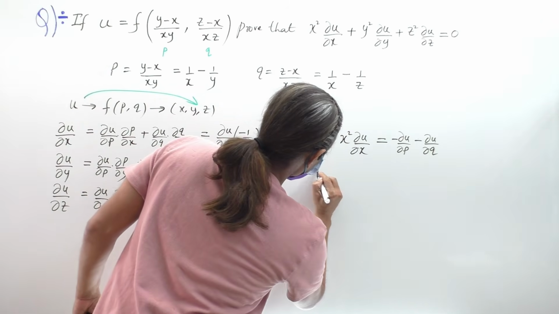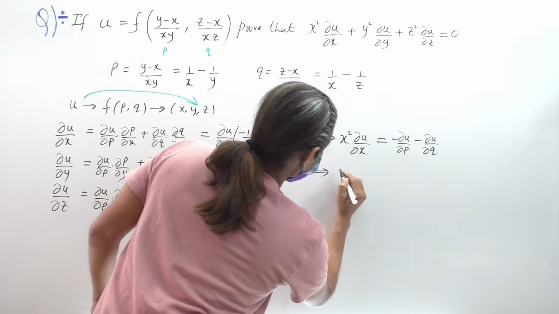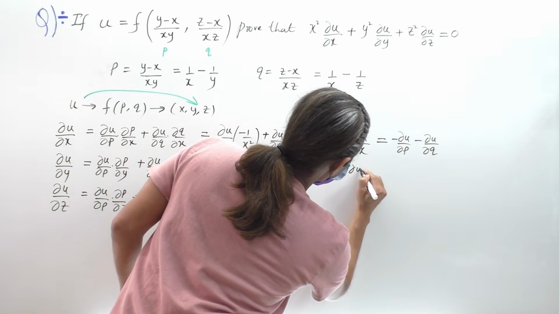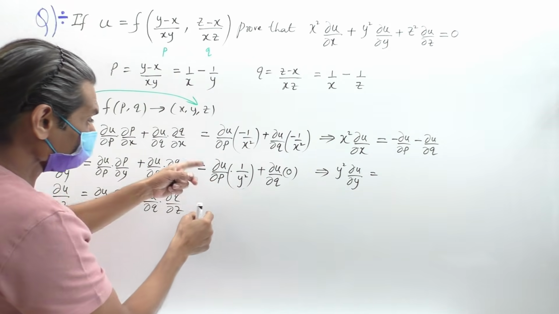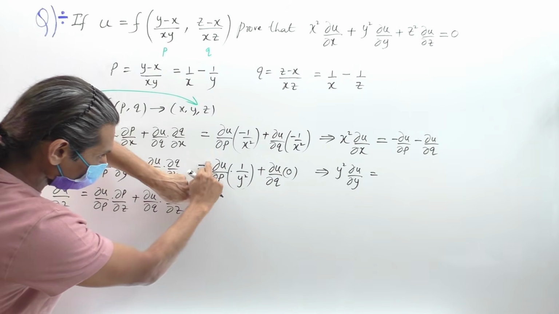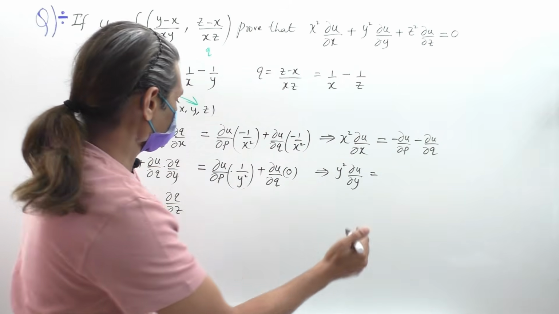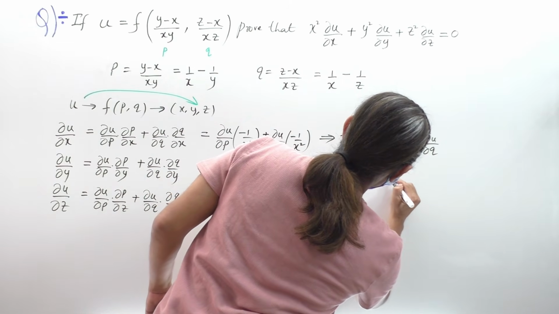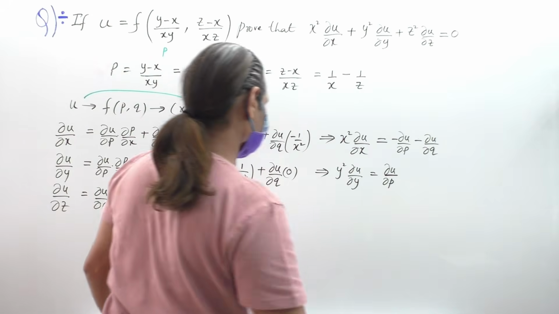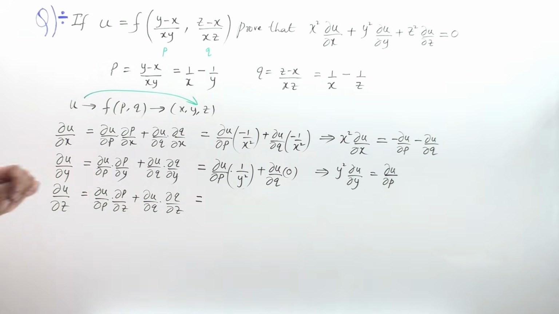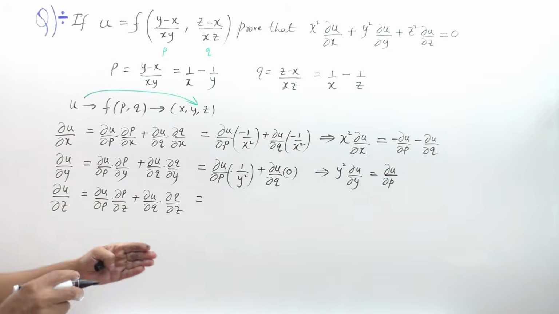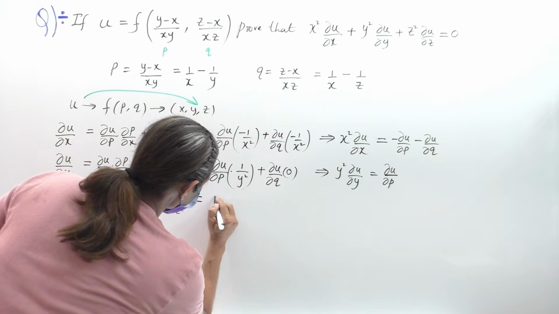0. Again, that implies now y² ∂u/∂y. So y² into ∂u/∂y equals, see here, this is 0, leave it. The y² in the denominator cancels. So we get only ∂u/∂p. That's it. Done. Now the last one is ∂u/∂z, which is again ∂u/∂p. Leave that as it is.